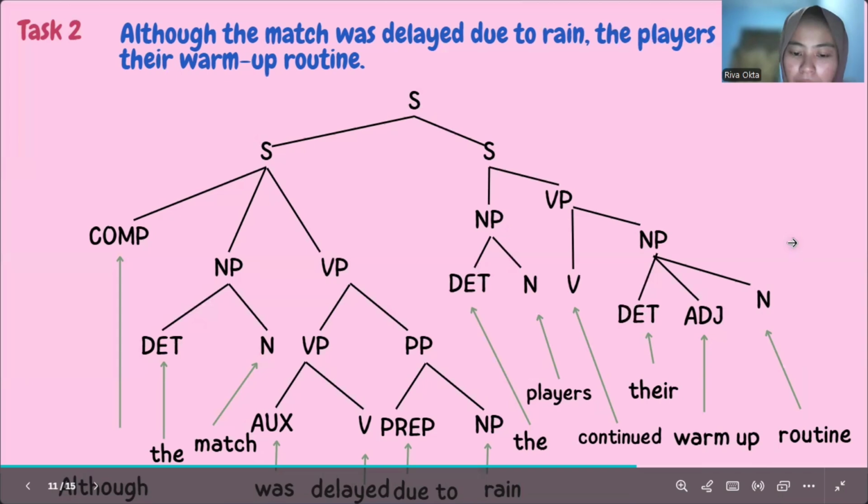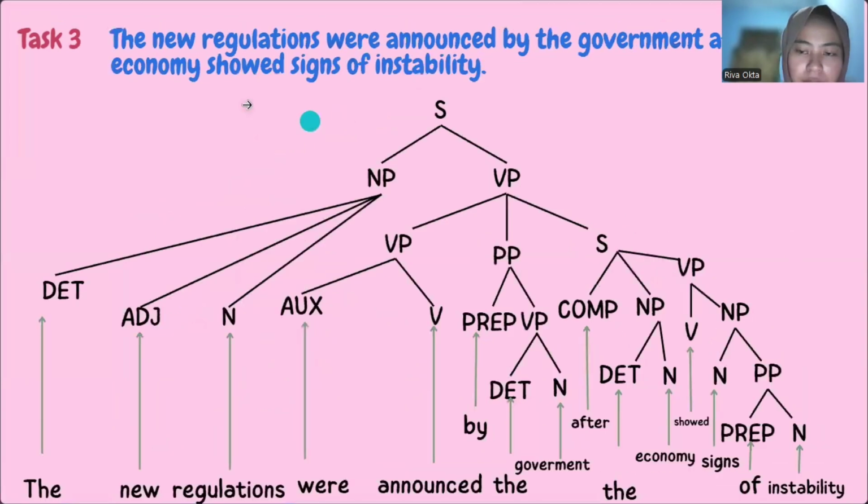And next, "The new regulation was announced by the government after the economy saw signs of instability." The subject is divided into noun phrase and verb phrase. The noun phrase is divided into determiner, adjective, and noun.